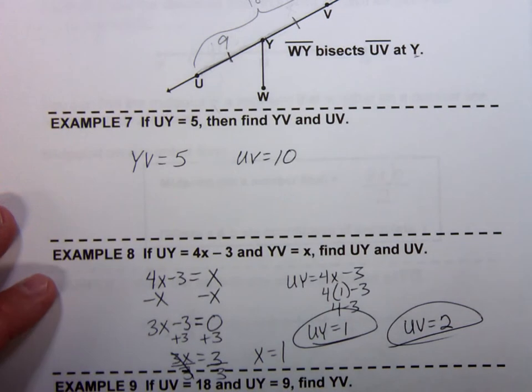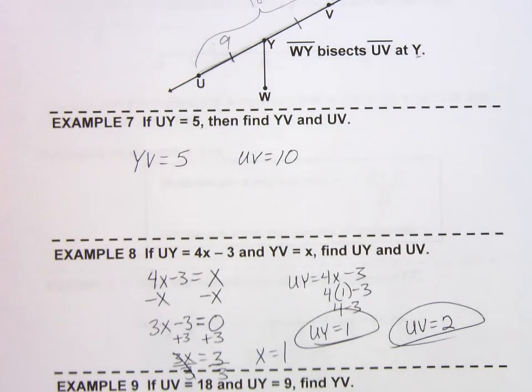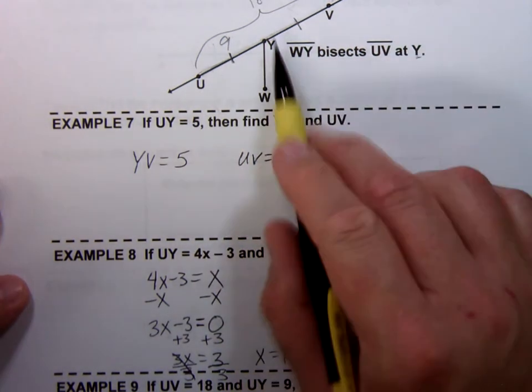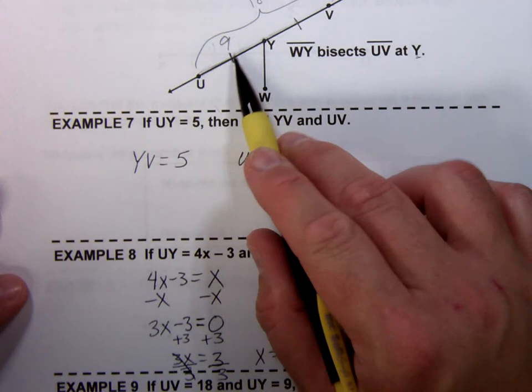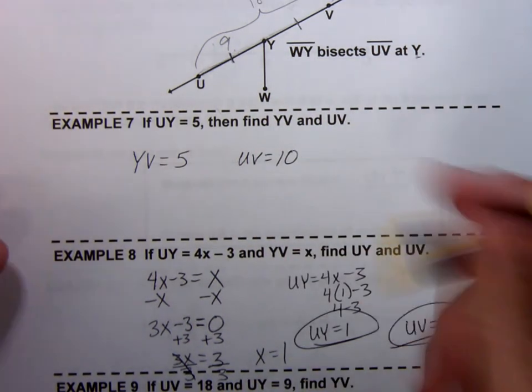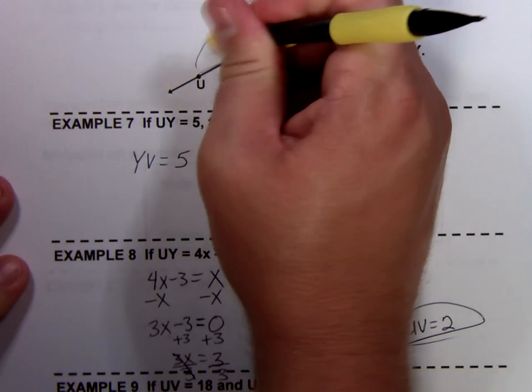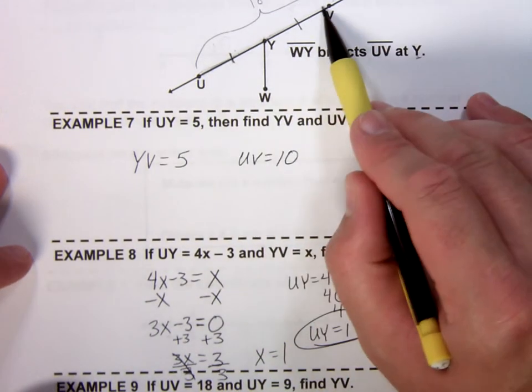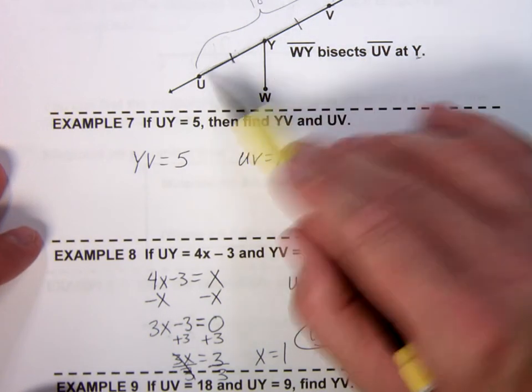Well, they gave you more information than you need on this problem. You could solve this two different ways. One, we already know that these are congruent because, again, Y was the midpoint. So these are congruent. If that's 9, that's 9. Let's say that they didn't tell you that UY was 9. You could still solve this problem because we know that these two parts have to add up to equal this whole. So I know this plus this equals 18.